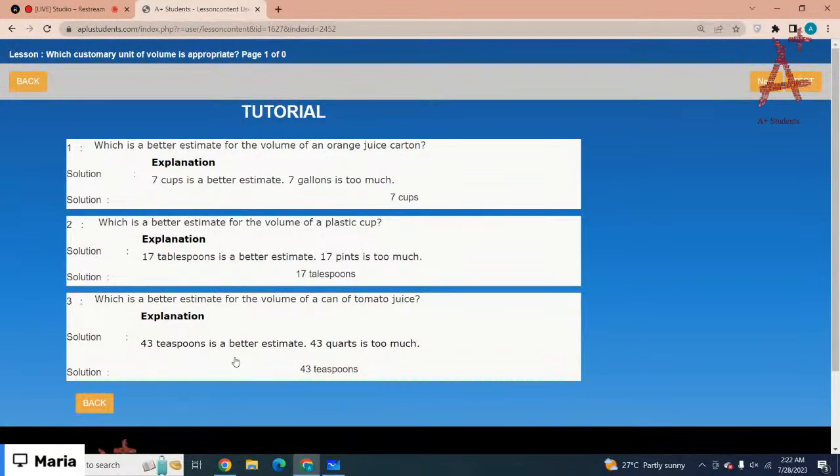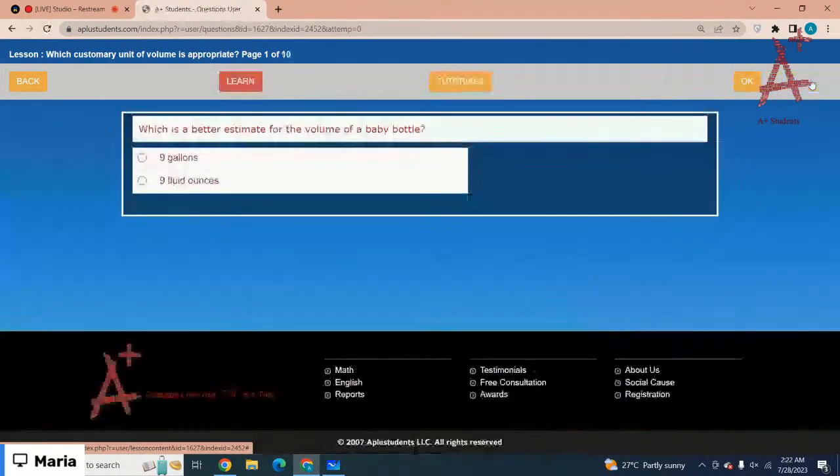Which is a better estimate for the volume of an orange juice carton? That is 7 cups and gallons. So you are not given the options here. Let's just start with the test questions.